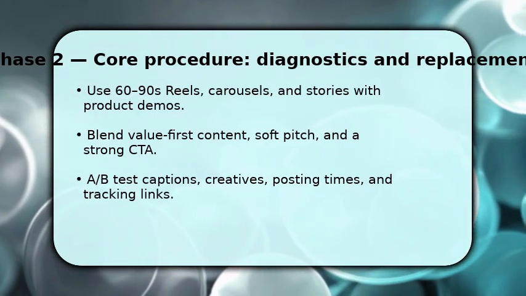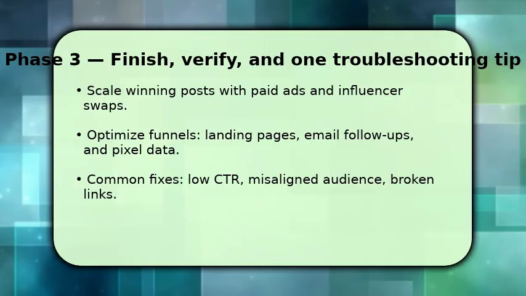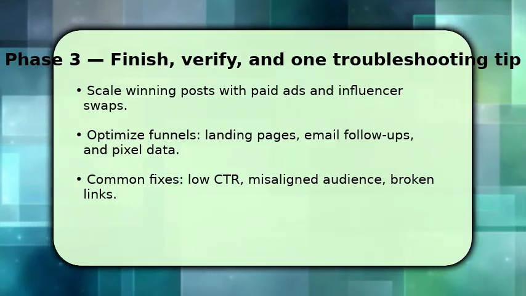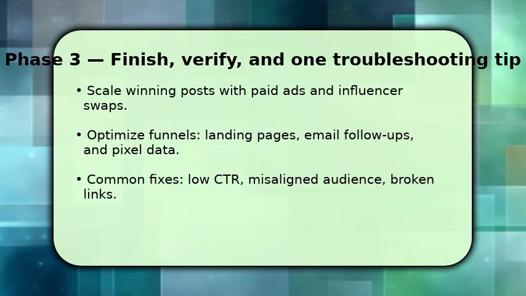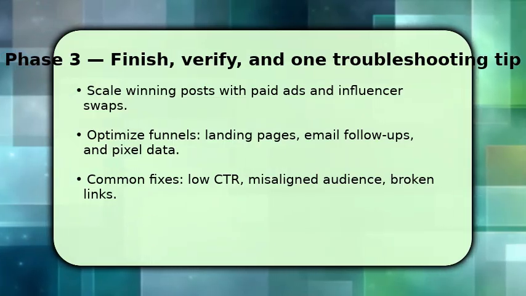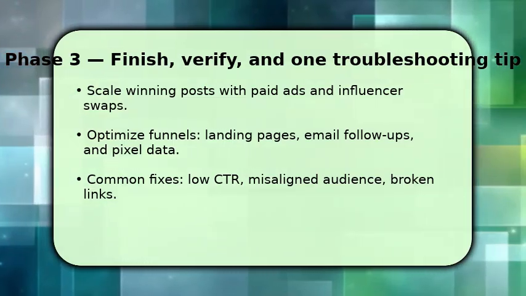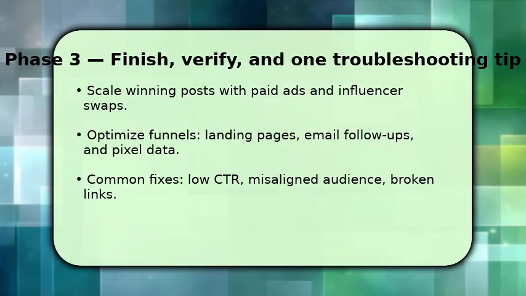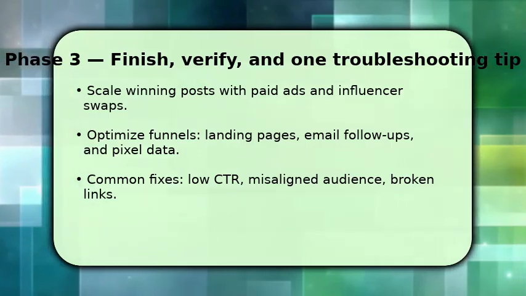Finish by scaling what already works. Put ad spend behind top-performing content, run influencer swaps in your niche, and repurpose best posts. Then optimize the funnel. Improve landing pages, add email follow-ups for LTV, and ensure pixel and UTM data capture conversions.